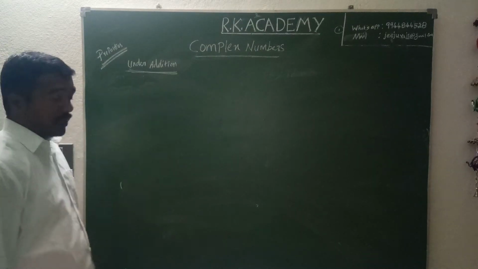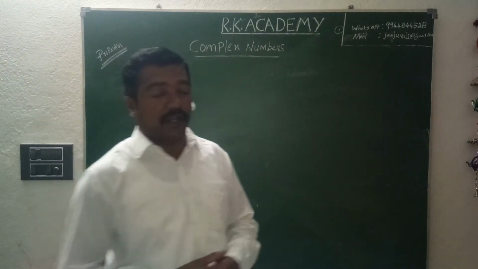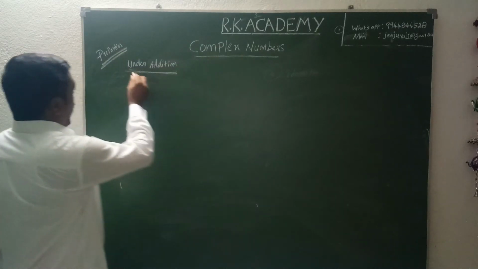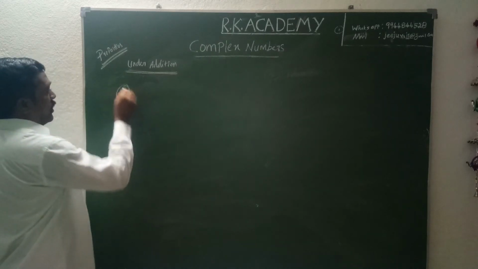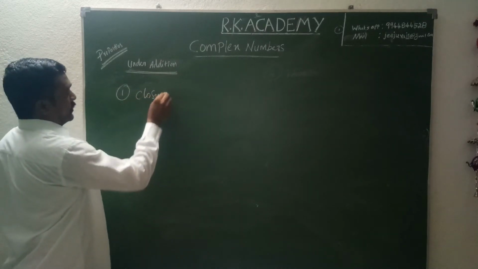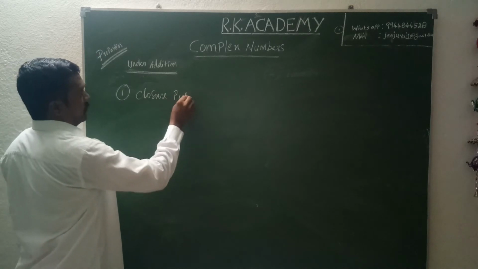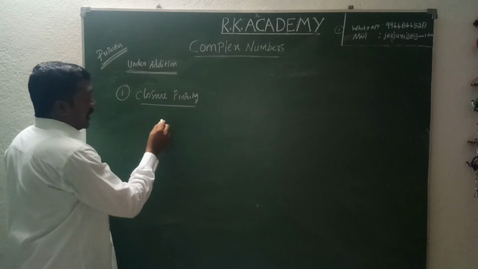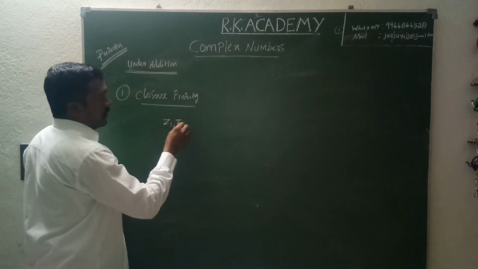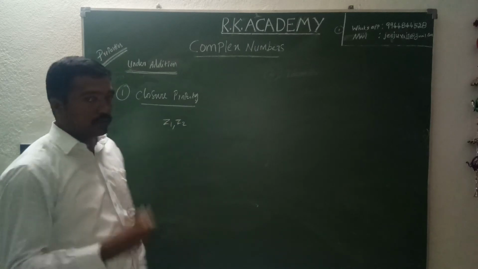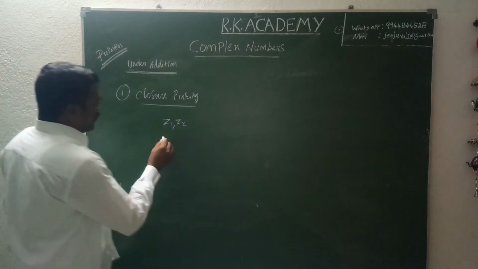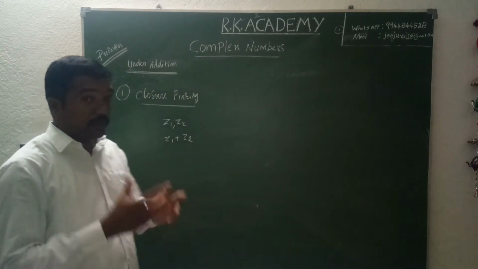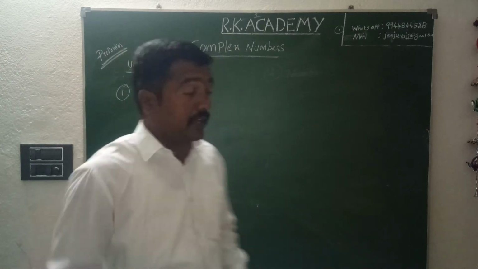Under addition, there are 5 properties. So what are all the properties we are going to see? Now listen, under addition, very first property, closure axiom. Closure property. So what is meant by closure property? Now I am taking two complex numbers z1, z2. Any two complex numbers. Sum of the two complex numbers is again a complex number.